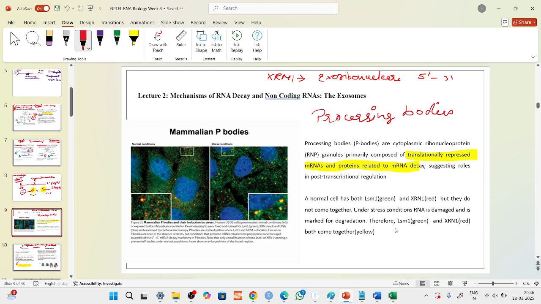Then we have studied about the P bodies. What are P bodies? P bodies are the translationally repressed mRNAs and proteins which are related to mRNA decay. So in normal cells, what happens? LSM1 and XRN1 are not together. But in P bodies, in the stress condition, when mRNA is marked for decay, then LSM1 and XRN1 come together and form such yellow structures.